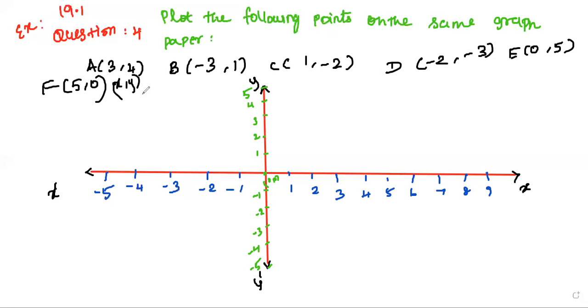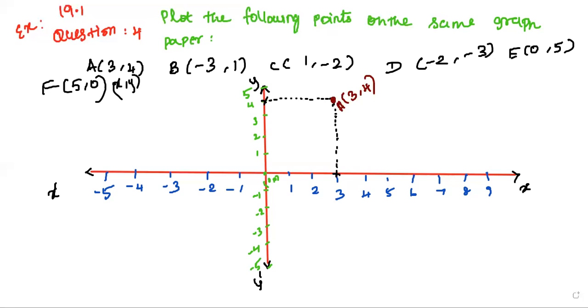So (3, 4) means 3 in the x-axis, 4 in the y-axis. 3 in the x-axis means it is positive 3, so you will mark it here. 4 in the y-axis, it is positive 4, so you will mark it here. Now you just have to connect these two by a dotted line. Here it is getting intersected. Here is the intersection point. So this point can be named as A (3, 4). Can you follow?